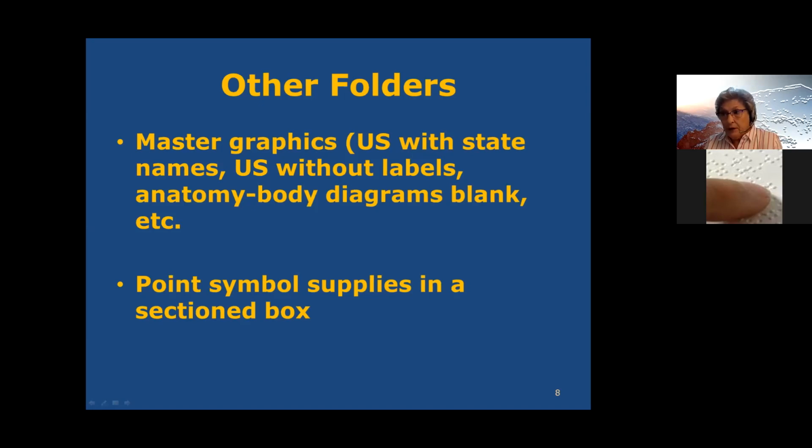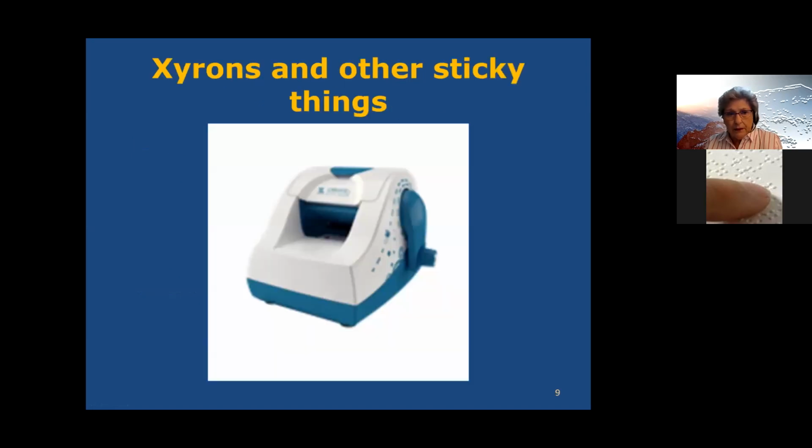But being prepared is just half the battle there. The other thing is Xyrons and anything else that's sticky. If you don't know, Xyron is a sticker maker machine, and they apparently are going to become extinct. They're getting harder and harder to find. So if you find any and the refills, buy them because who knows when they're going to be around.